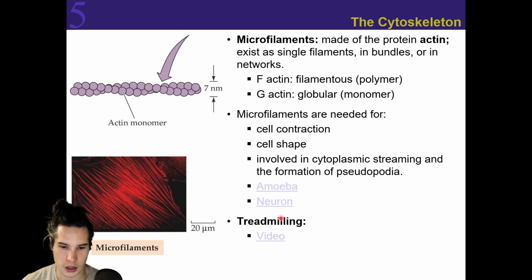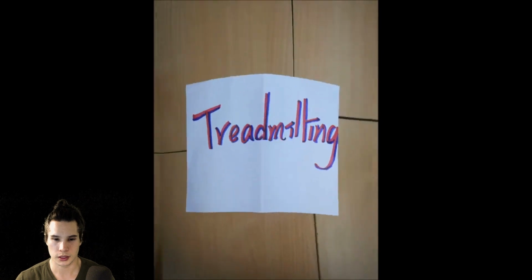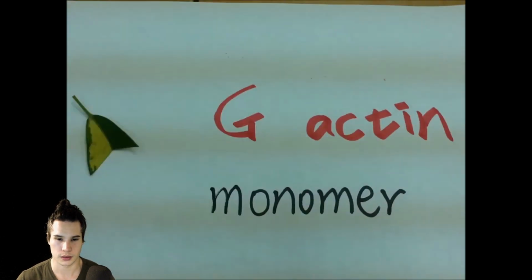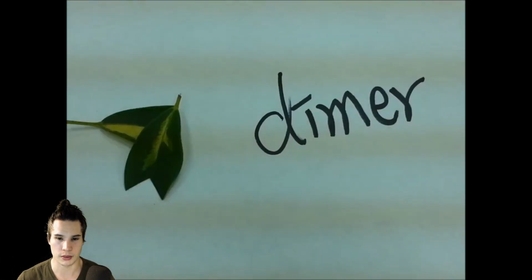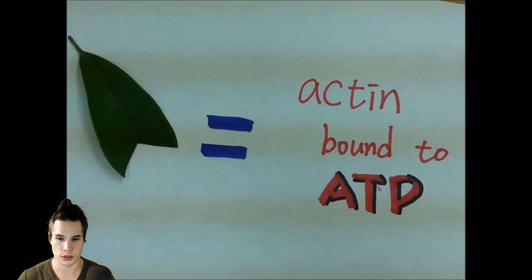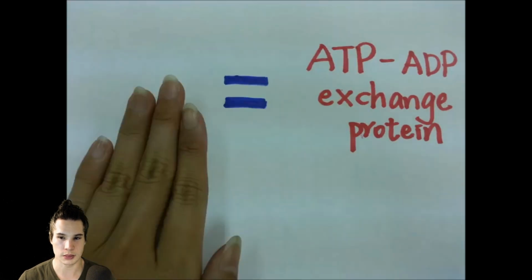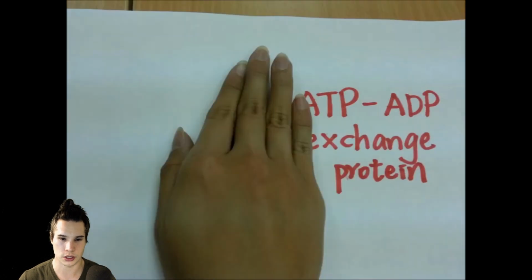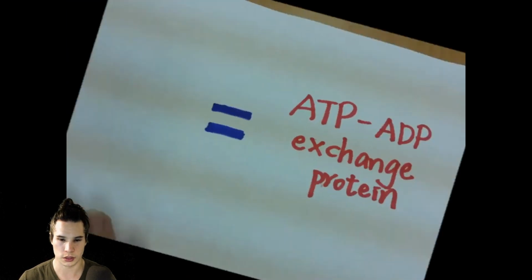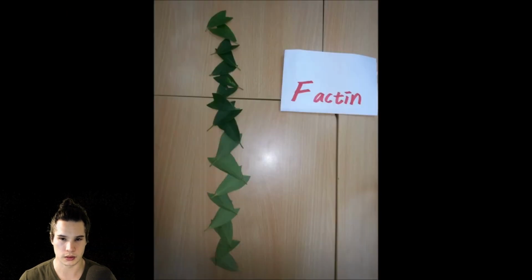Next, we're going to look at a video that depicts treadmilling. So here's an abstract depiction of treadmilling. You're going to be dealing with G-actin as a monomer. You can have a dimer, a trimer, a polychain of G-actin. You're going to have two different forms. The darker is bound to ATP, and the lighter is bound to ADP. And then the hand is just depicting the exchange protein, the thing that swaps it from ATP to ADP and vice versa.